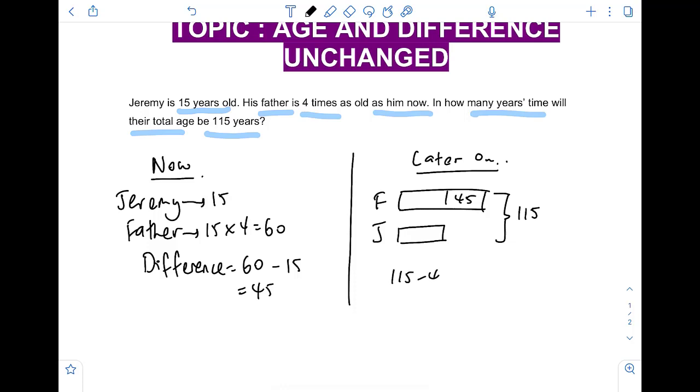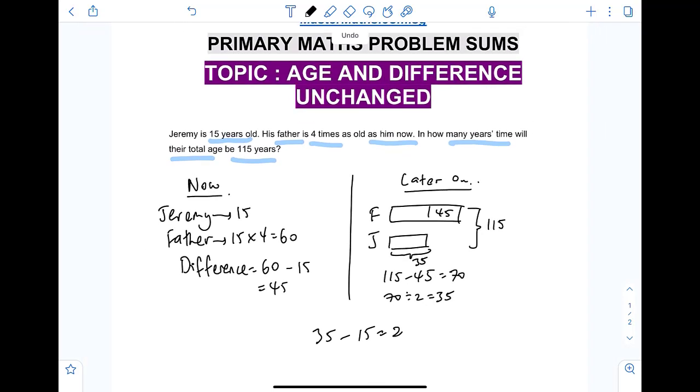So 115 minus 45. That will be 70. And then you take that 70 divided by 2 boxes, divide by 2 units, 35. So Jeremy's age later on will be 35. So how many years gap is that from 15 right now to 35? 35 minus 15, the answer will be 20 years gap.